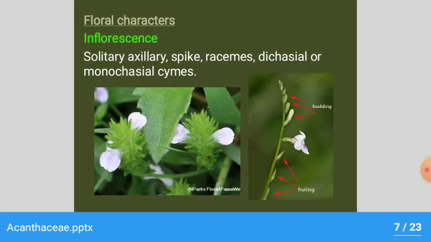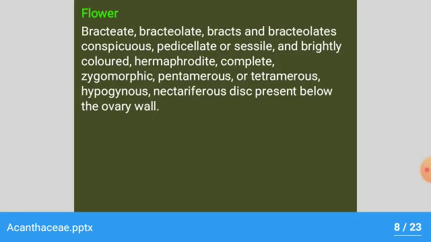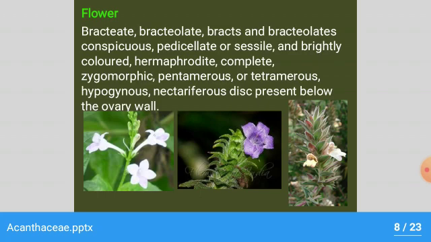Next we move to floral characters. First one is inflorescence. Generally this family consists of solitary flowers and spike or racemes, sometimes dichasial or monochasial cymes. You can see Justicia having spike inflorescence, and racemose type of inflorescence present in Asystasia gangetica, etc. Flowers generally bracteate, that is bract present, then bracteolate present. Bract and bracteoles are conspicuous, that is, we can see them with the naked eye.